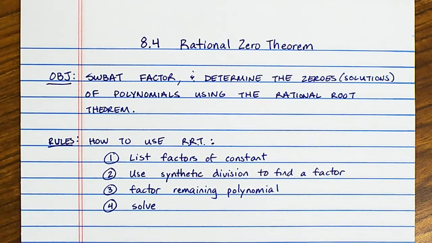But what basically the rational zero theorem says is that if you can use synthetic division to find one factor of your polynomial, then you can use the remaining part of the polynomial to factor and solve. And so that's what we're going to look at today.